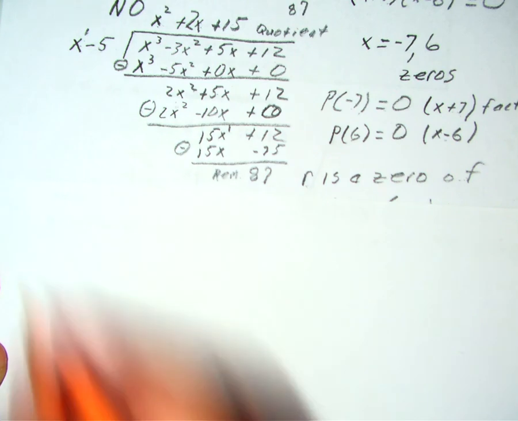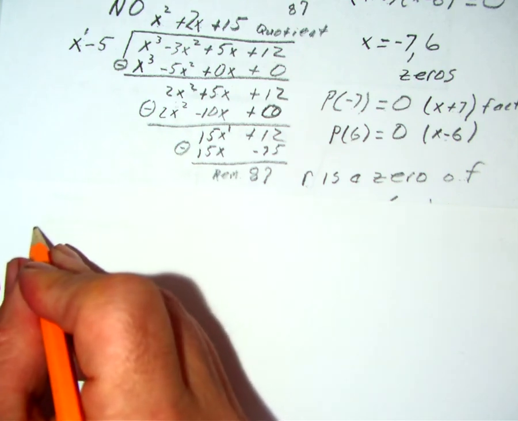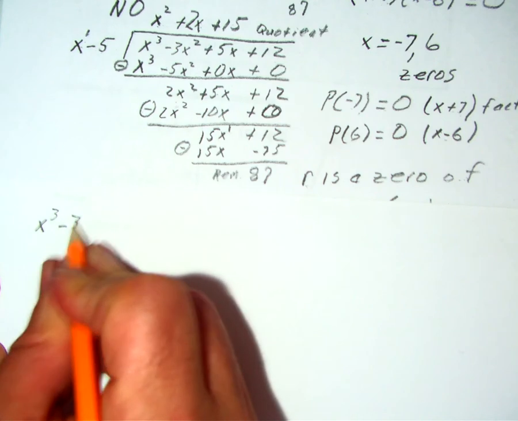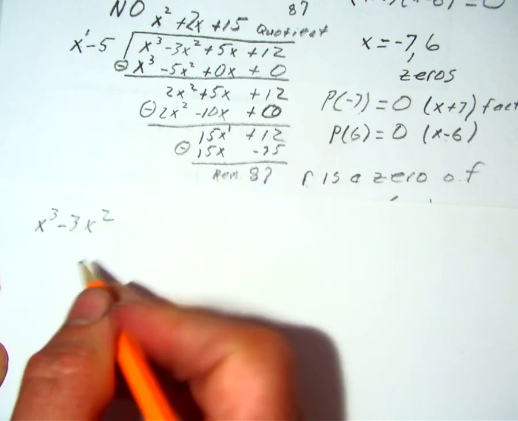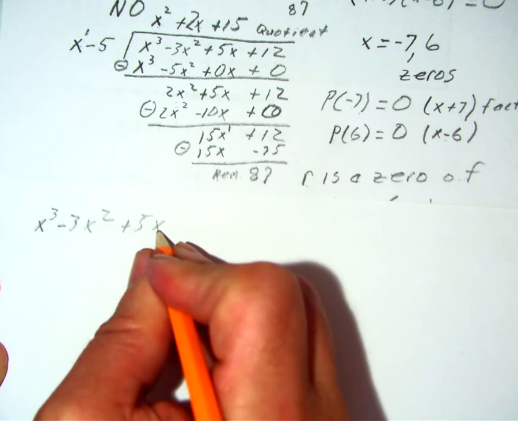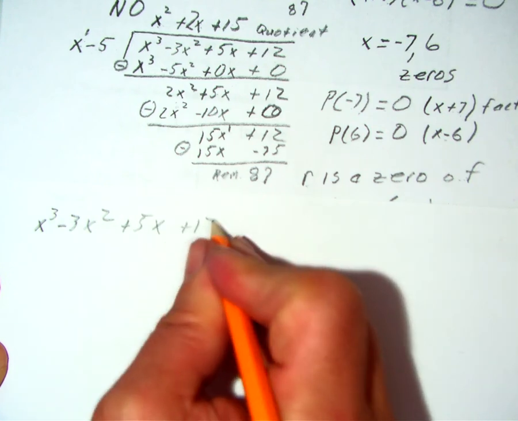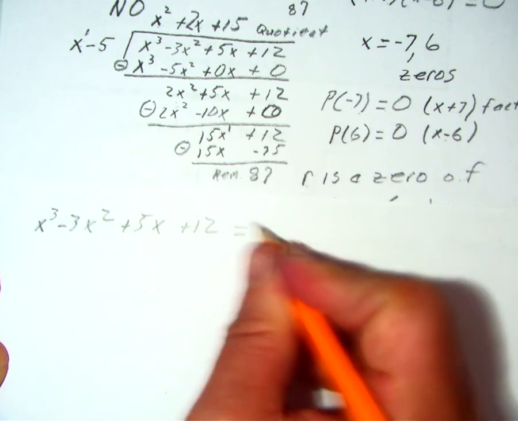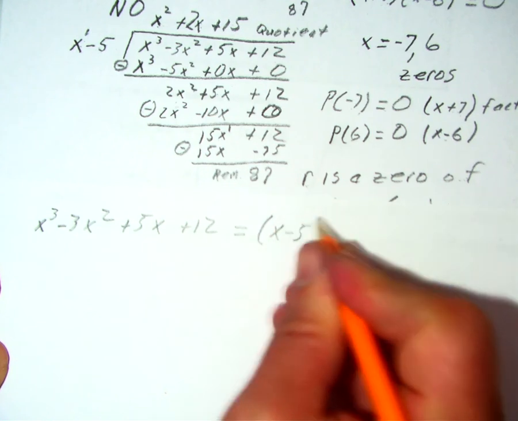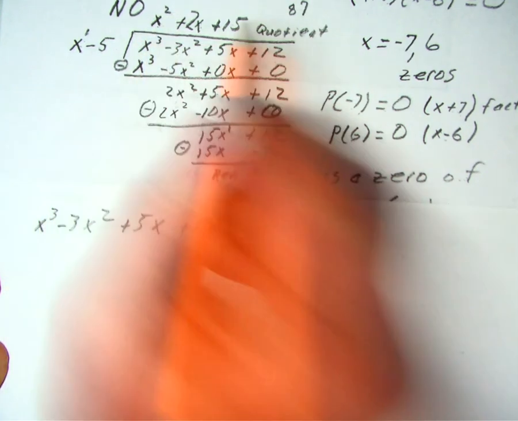Now, another way of thinking of this, to give you a little more context, is that all it means is that the original polynomial we were dealing with... Okay. And now what I'm going to do is recopy this quotient.